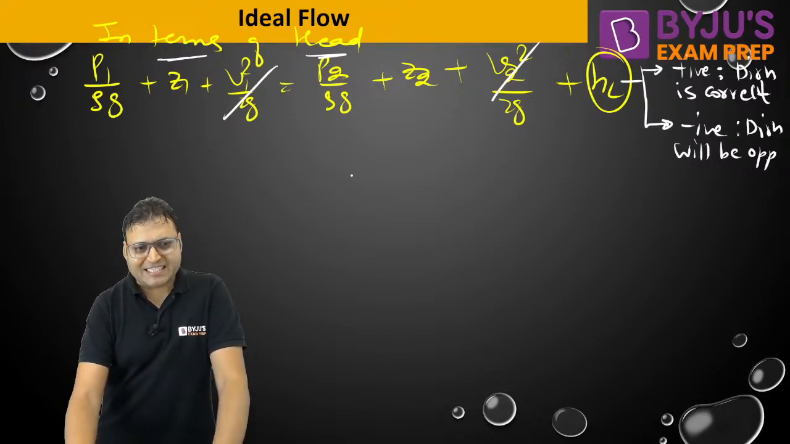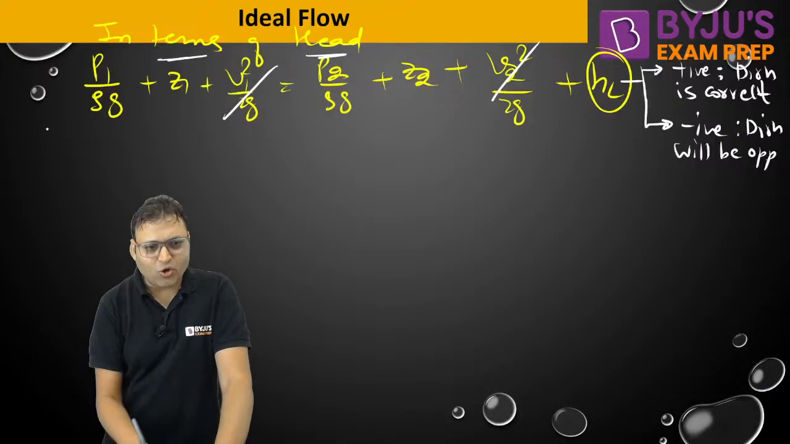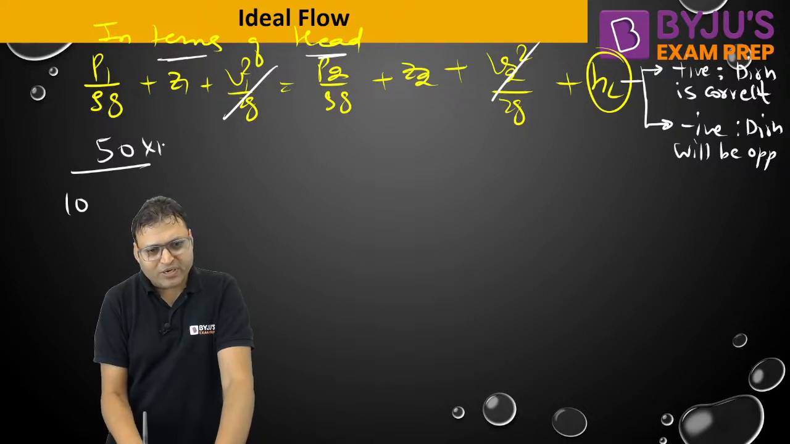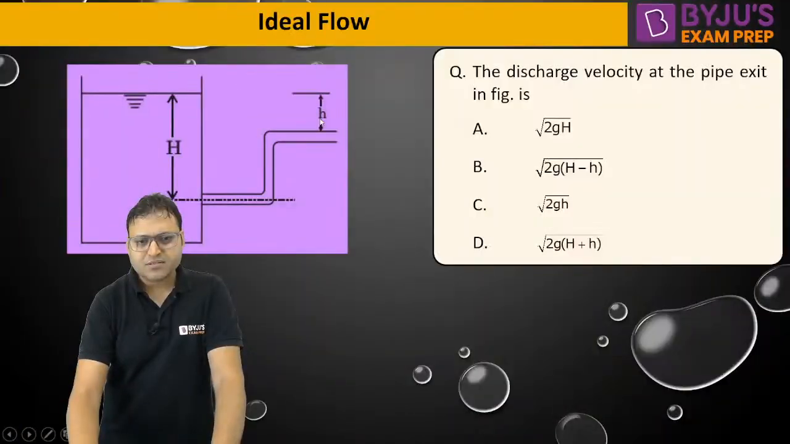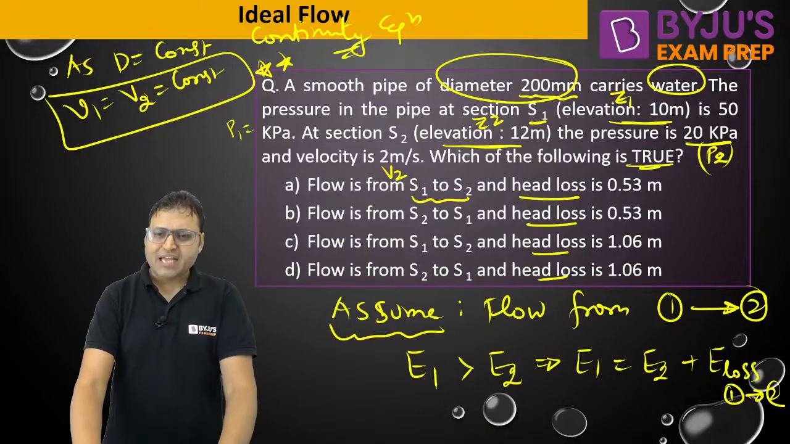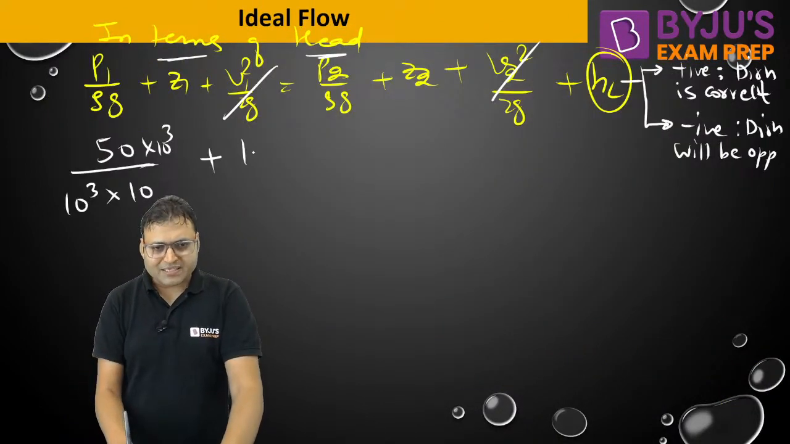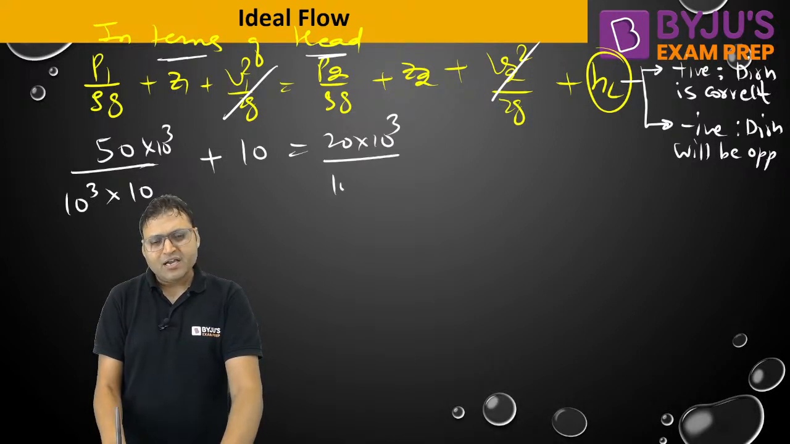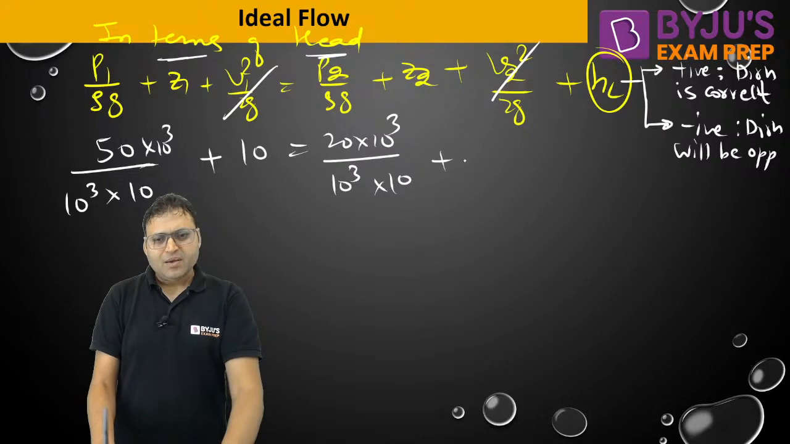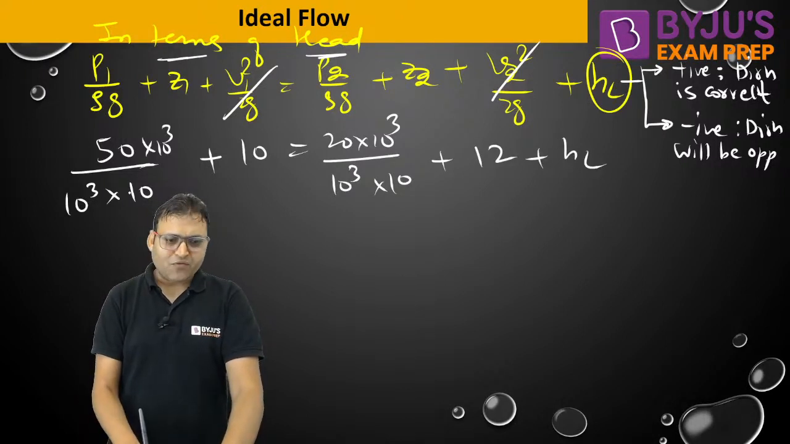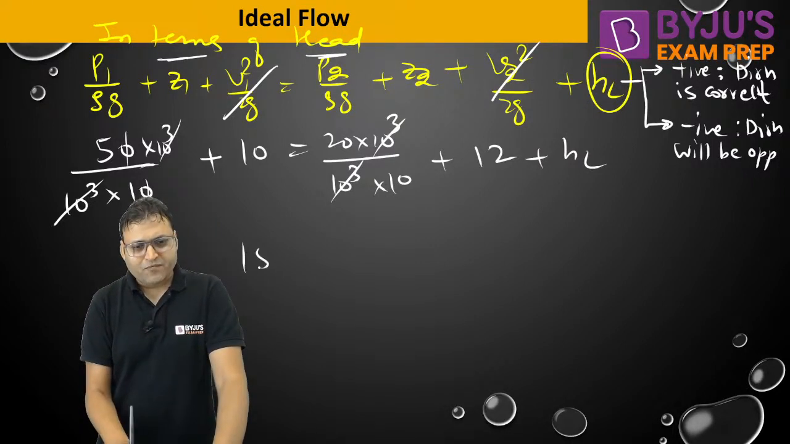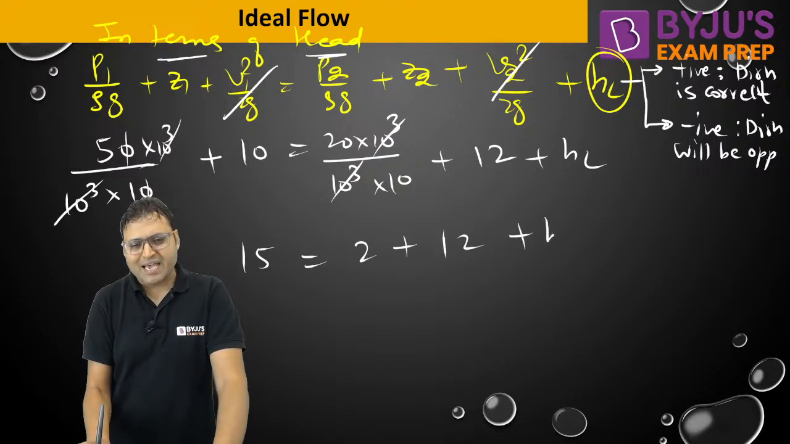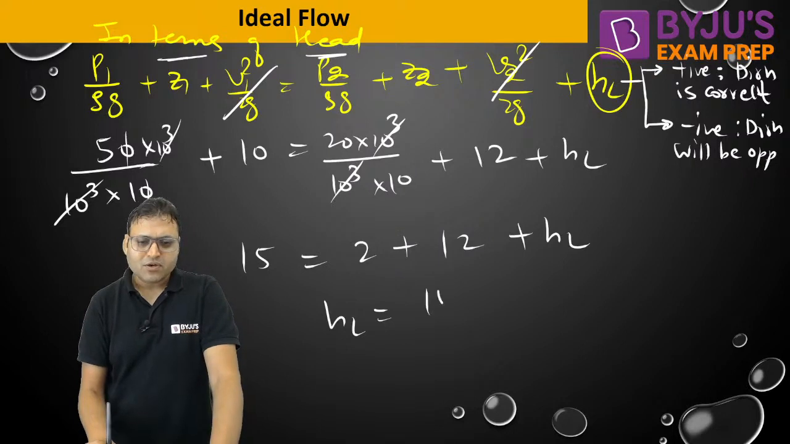So if we take g as 10, what is P1? Pressure P1 is 50 kilopascal. So it will be 50 into 10 to the power 3 upon 10 to the power 3 into g, let me take g as 10, plus elevation, which is 10 meter, plus V1 square by 2g, which is 2, is equal to 20 into 10 to the power 3 upon density of water 10 to the power 3 into g, plus elevation 12, plus HL. If you simplify this, 10 to the power 3 gets cancelled out. So it will be 5 plus 10, 15, is equal to 2 plus 12 plus HL. So HL will be 15 minus 14, that is 1 meter.